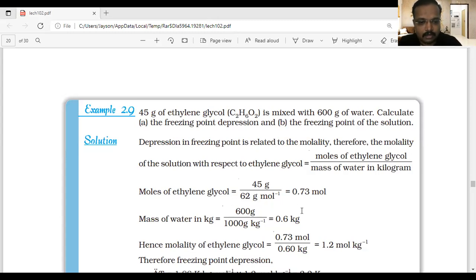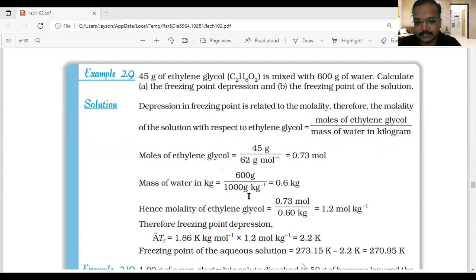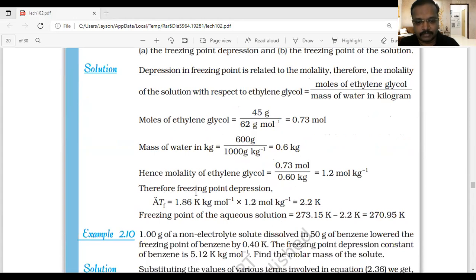Now the moles you will get as 0.73 mole. Then the mass of water in kg is 0.6 kilogram, that is 600 gram by 1000 gram. So we get a molality of ethylene glycol of 1.2 mole per kg. Then we can find the freezing point depression delta Tf. This is not A, this is a printing mistake only. It is delta Tf only.